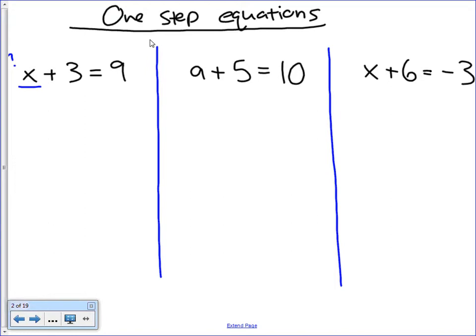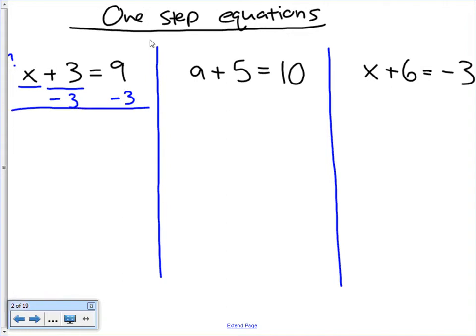The algebraic way of doing this would be to isolate the x. You want to get the x by itself. So on this one, I need to get rid of the positive 3. To get rid of a positive 3, I'm going to subtract 3. You want to zero it out. But when you subtract 3 from the left side of the equation, you need to subtract 3 from the right side of the equation as well. It's kind of like a balance. If you take 3 pounds off the left side, you take 3 pounds off the right side.